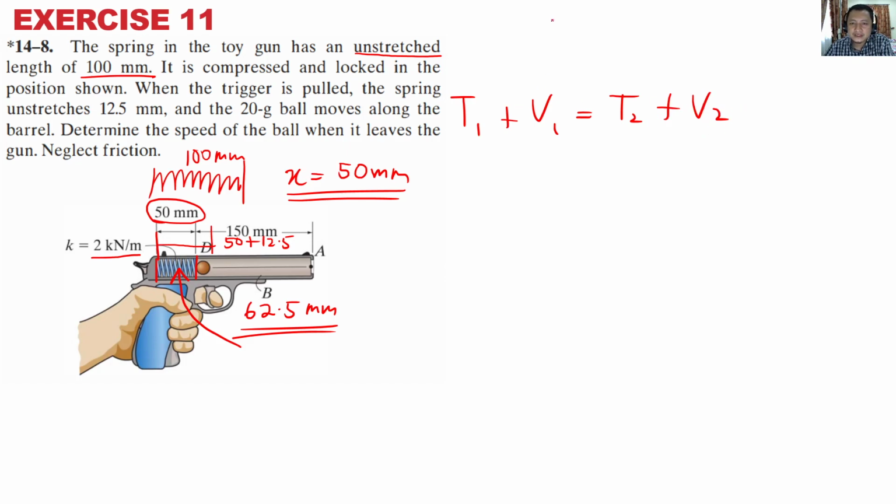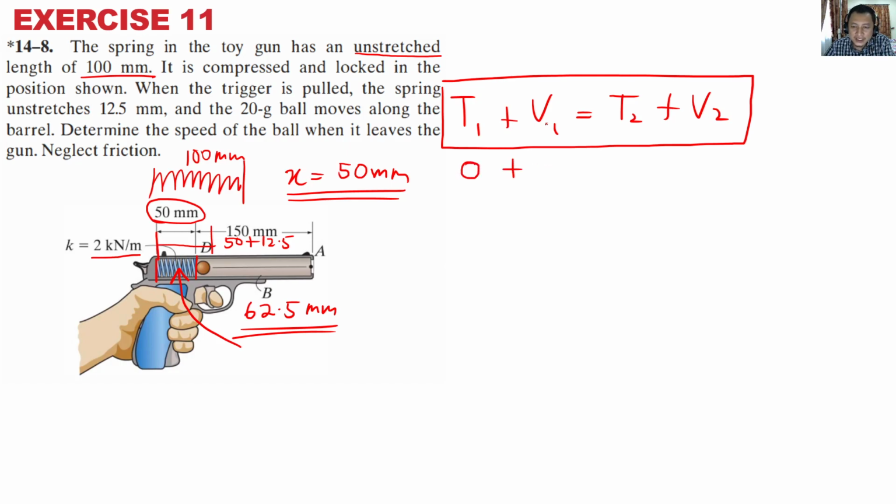Why don't I do this at the top? Any kinetic energy at the bottom? Nothing, 0. Potential energy, yes, half kx squared. Any kinetic energy, yes, setengah mv squared. So in final condition, spring tu masih ada energy lagi sebab kita punya spring ni unstretched sikit saja. Okay, never mind, let's check it out.